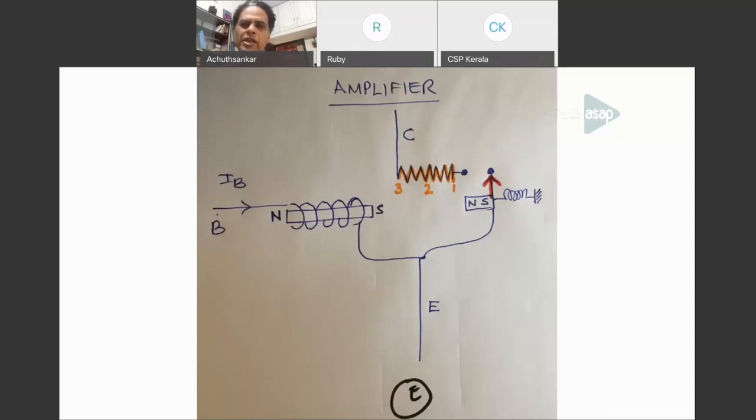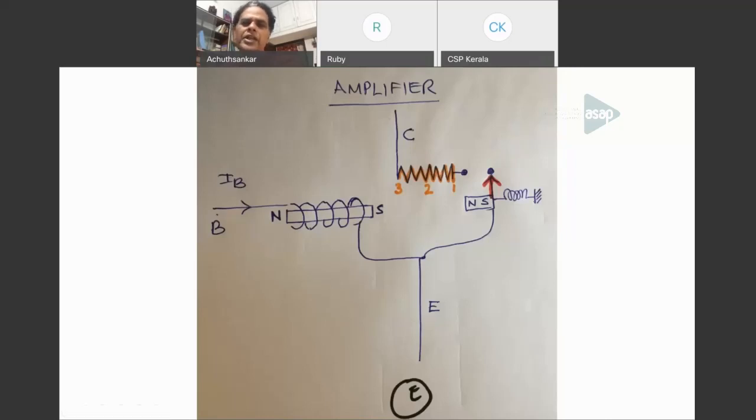So if you send a current IB into the transistor, it simply flows through the coil and then comes back through the emitter back to the base. So the piece of iron there will become an electromagnet. In this case, I have shown it as polarity north and south.